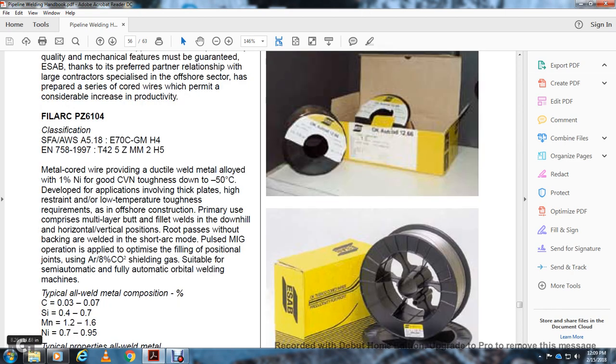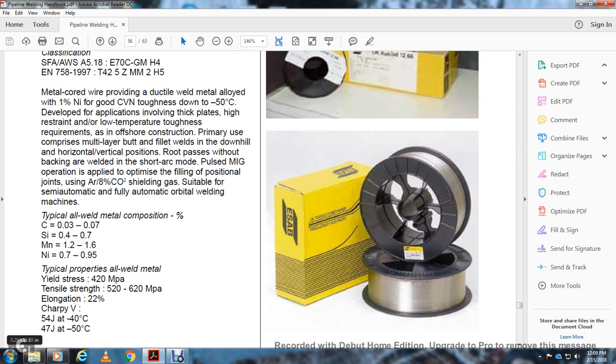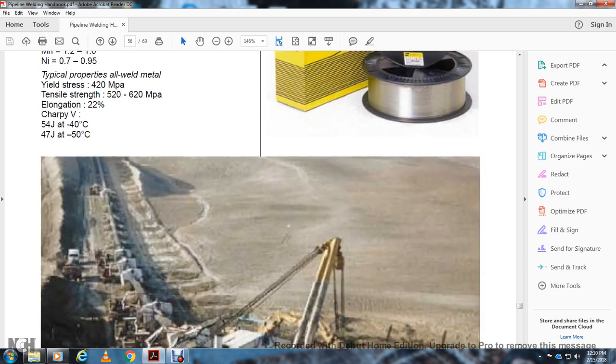Typically, all weld metal composition percentages: carbon 0.03 to 0.07%, silicon 0.4 to 0.7%, manganese 1.2 to 1.6%, nickel 0.7 to 0.95%. Typical properties of the all weld metal: yield strength 400 megapascals, typical tensile strength 500 to 620 megapascals, elongation 22%, Charpy V 54 joules at negative 40 degrees Celsius, 47 joules at negative 50 degrees Celsius.